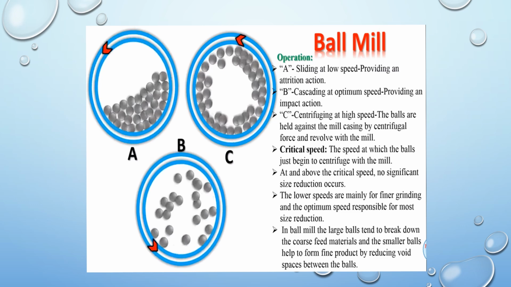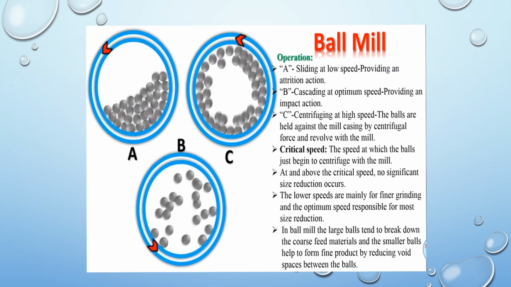Figure A represents sliding at low speed, providing an attrition action. Figure B shows cascading at optimum speed, providing an impact action. Figure C shows centrifuging at high speed. Here the balls are held against the mill casing by centrifugal force and revolve with the mill. This is the speed at which the balls just begin to centrifuge. The lower speeds are mainly for finer grinding and the optimum speed is responsible for the most size reduction.